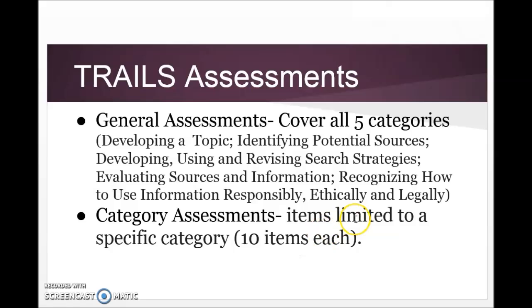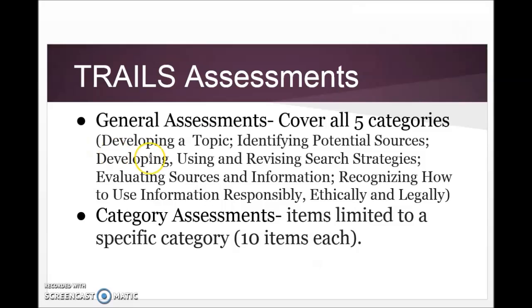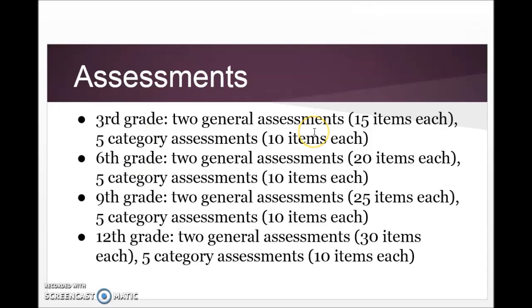And then there are 10 items in each of those specific categories. So for the 3rd grade, there are 2 different general assessments, with 15 items each. Or there are the 5 specific categories if you want to focus on only one of these 5, like developing a topic. There are 10 items for each of those 5 categories.